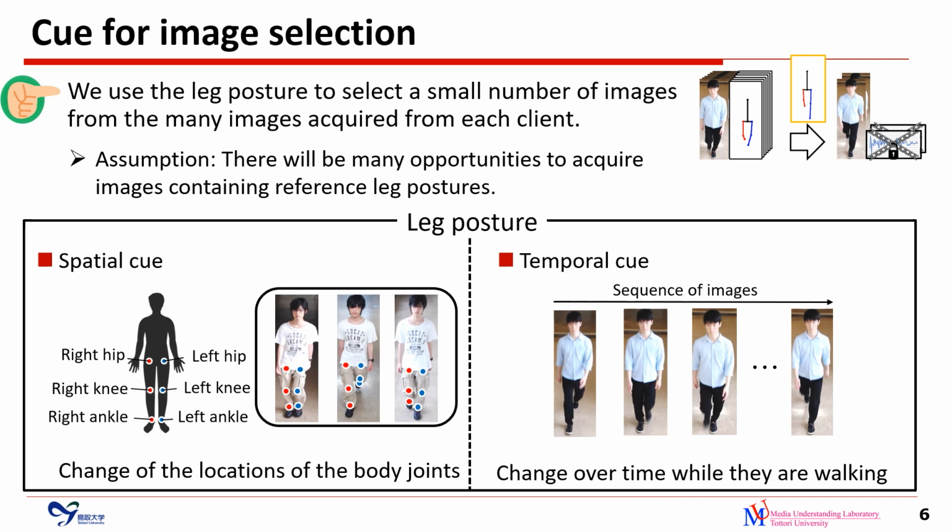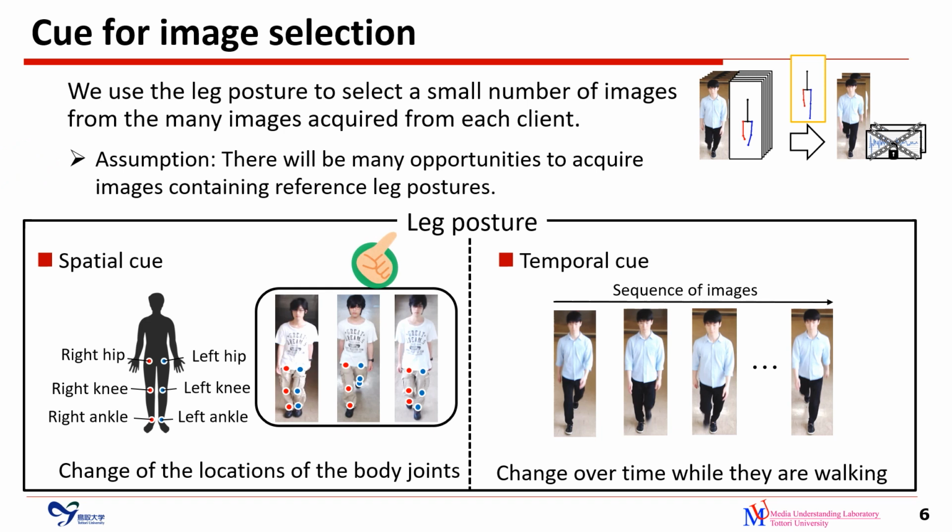A person walking in a corridor repeats a cyclic motion of her or his legs. So we assume there will be many opportunities to acquire pedestrian images containing different leg postures. If we acquire a small number of images with the same reference leg posture, we can expect to re-identify a person without decreasing the accuracy.